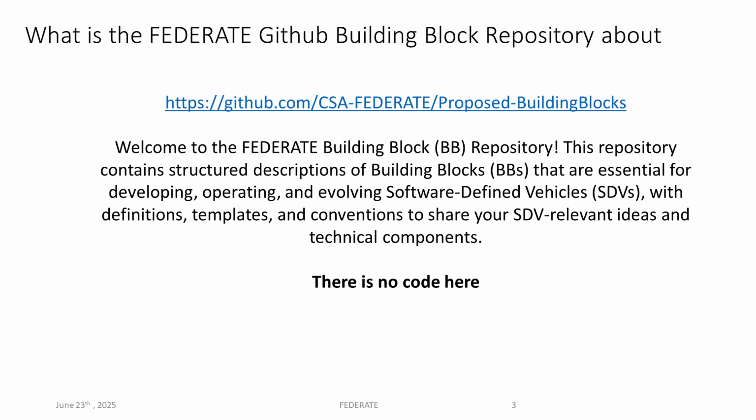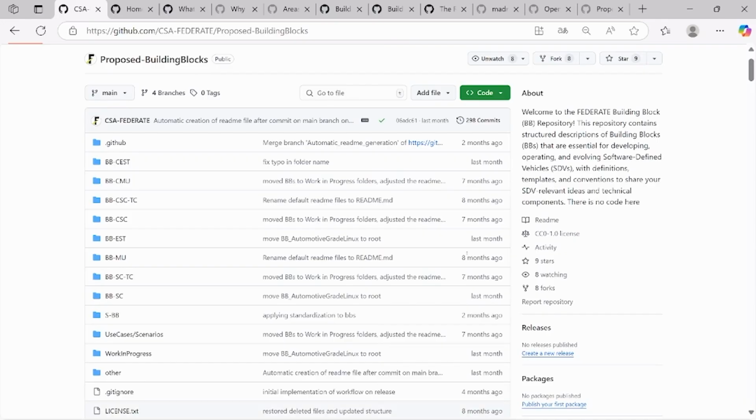What is FEDERATE's GitHub building block repository about? If you click on the link, you will get some information there. I will show you that on this screen. Here you see, welcome to the FEDERATE building block repository. This repository contains a structured description of building blocks. It's essential for developing, operating, and evolving the software-defined vehicle, with definitions, templates, and conventions to share your SDV-relevant ideas and technical components. And there is no code here.